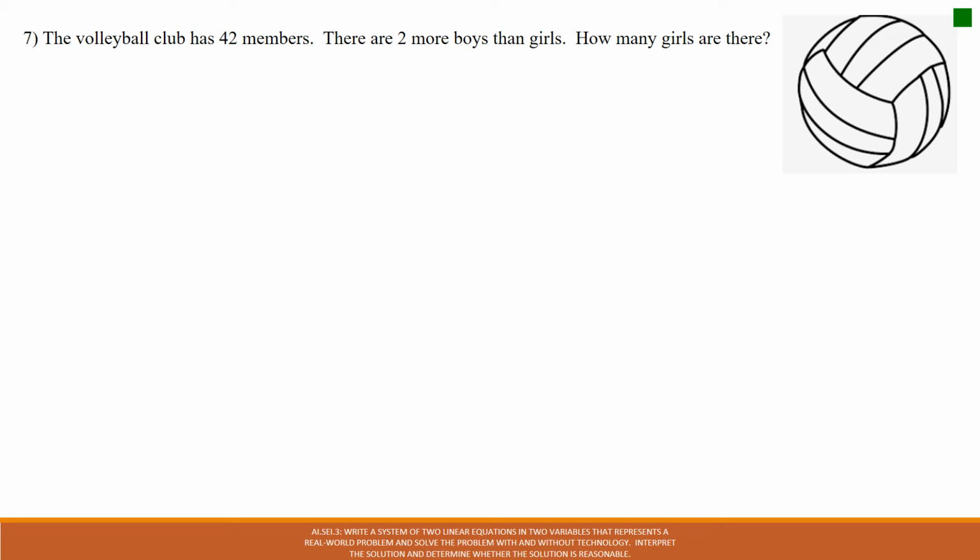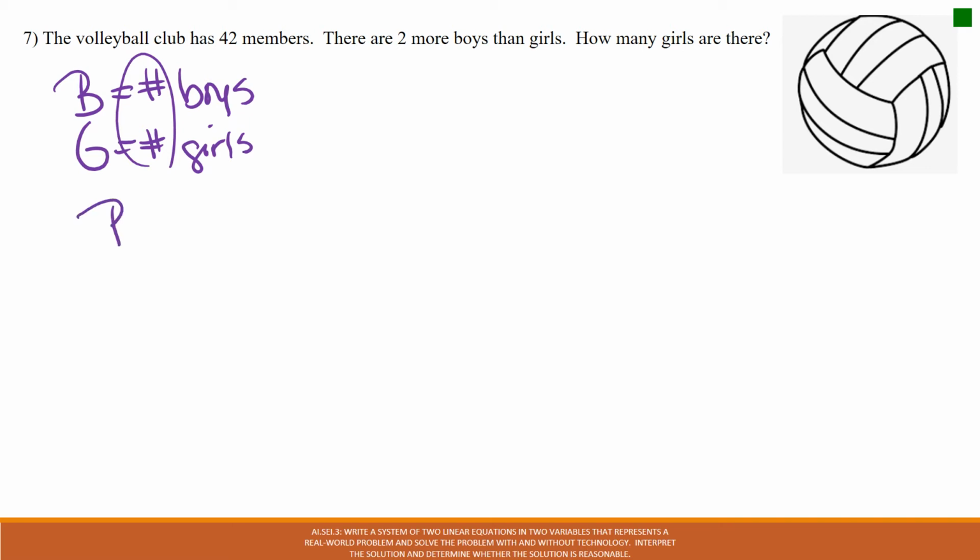Volleyball club has 42 members. There are 2 more boys than girls. How many girls are there? So B is going to be the number of boys. G is going to be the number of girls. Do we know a number? Remember, this says number. So the number of boys plus the number of girls is the total number.